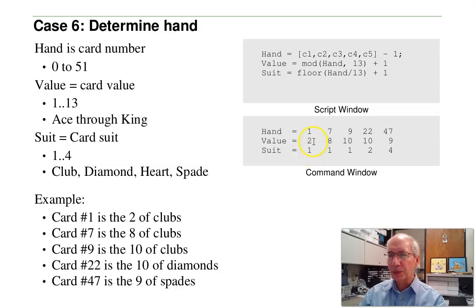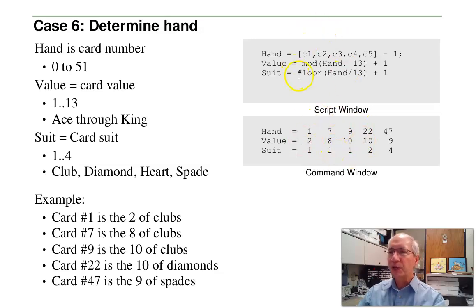2 of clubs. Card 0 is the ace of clubs. Card 7 is the 8 of clubs. Card 9 is the 10 of clubs. Card 22 is the 10 of diamonds. Card 47 is the 9 of spades, fourth suit. So there's my hand.